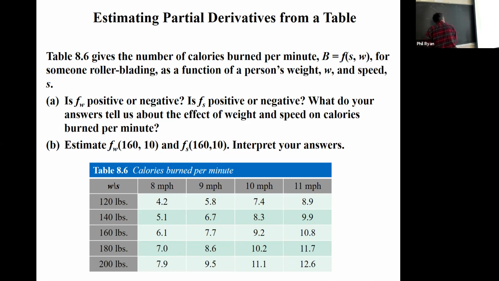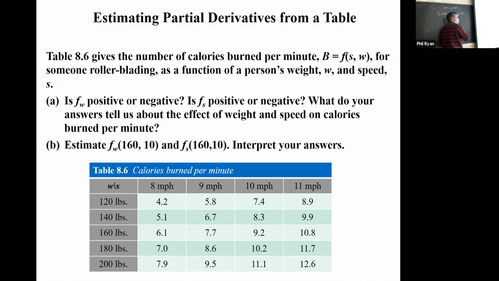The same principles apply. We try to get the interval as small as possible, and we try and put our point in the middle. So let's do F(W, S) at 160, 10. So this is a 160-pound person going 10 miles per hour. The first thing we do is we find the value. We find 9.2. Oh, 9.2 calories per minute.